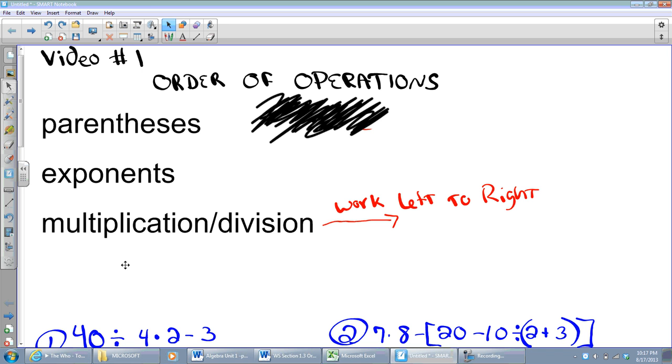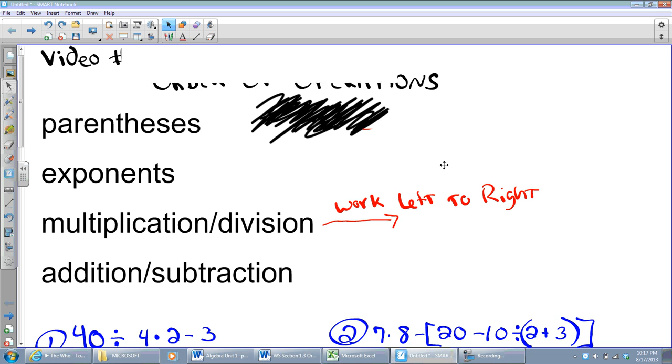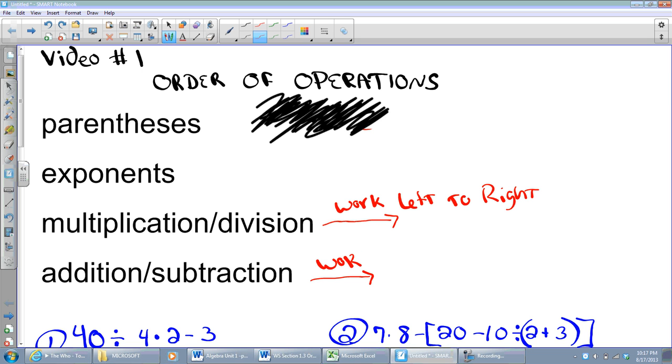All right. Uh-oh, another sneeze is coming on. Achoo! And we will then look at the addition and subtraction. And again, we're going to follow the rule of left to right.